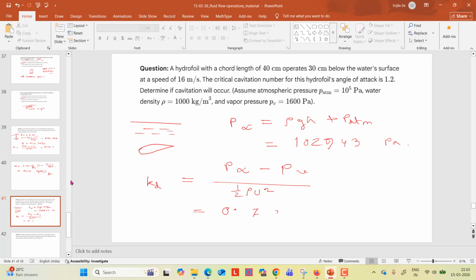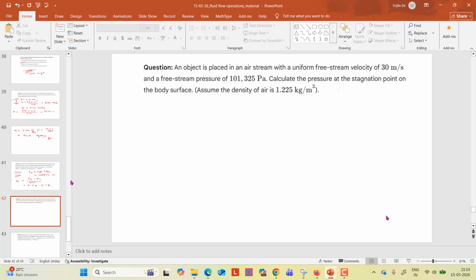So the critical cavitation number is given as 1.2, right? 0.79 is less than 1.2. That means the cavitation will occur, because beyond the critical cavitation number, cavitation will not occur. So when it is less, cavitation will occur. We will have to keep the distance of the device in such a way that the number is greater than the critical value 1.2.